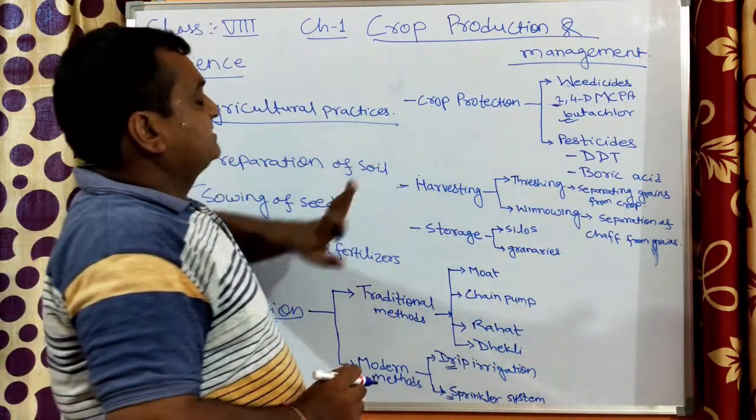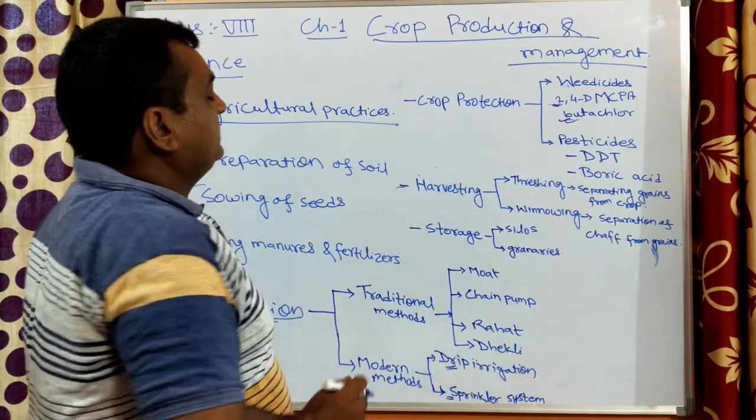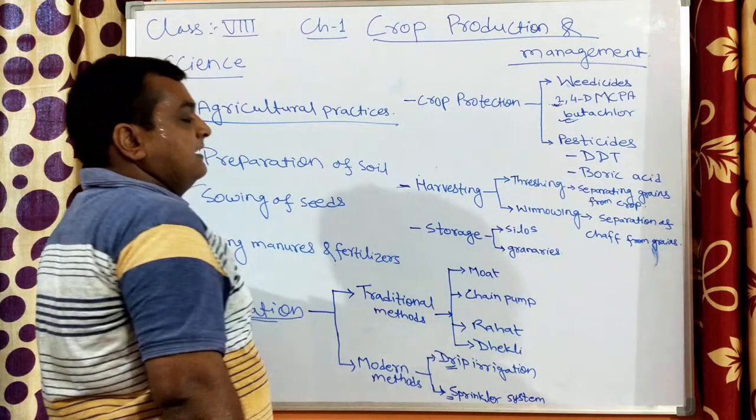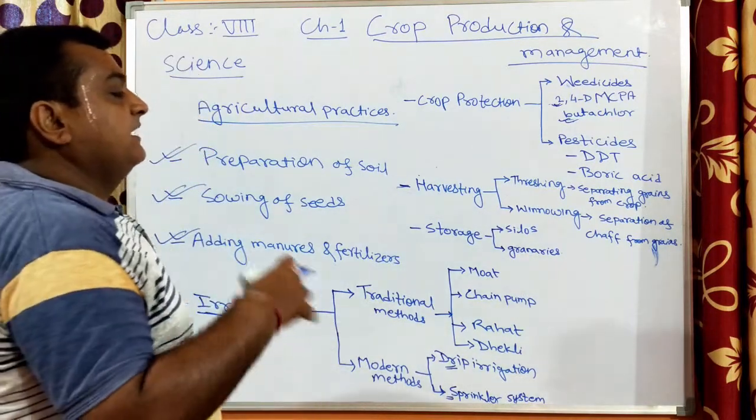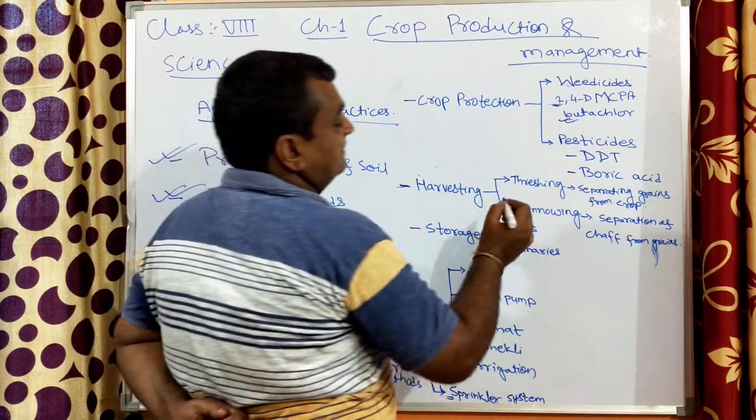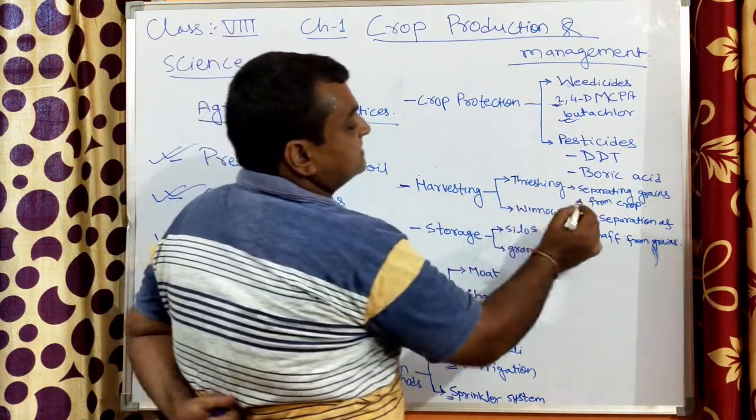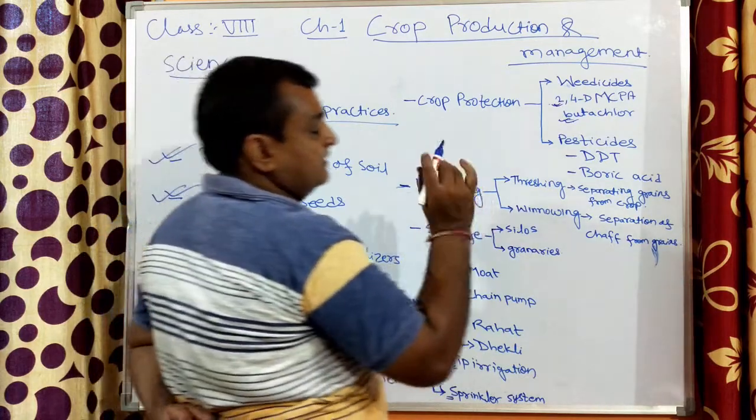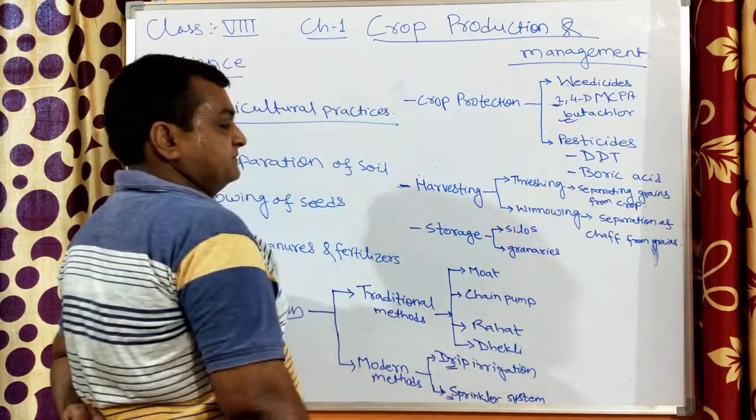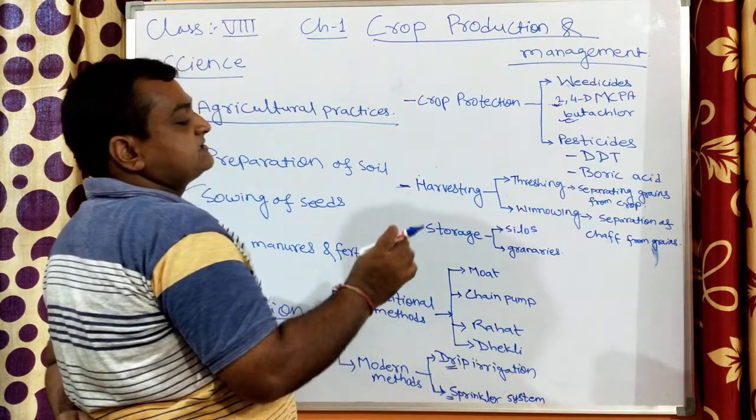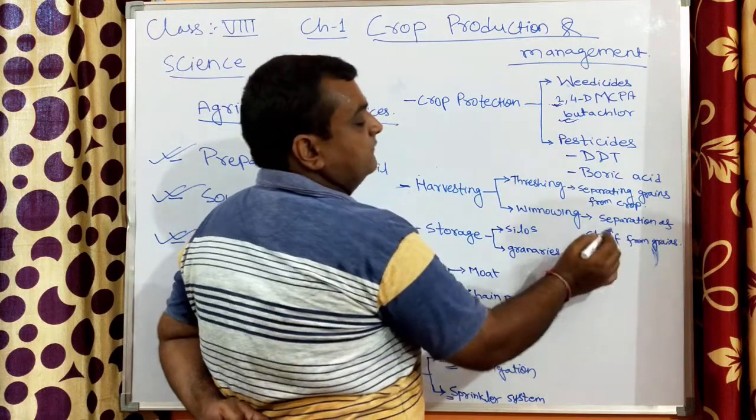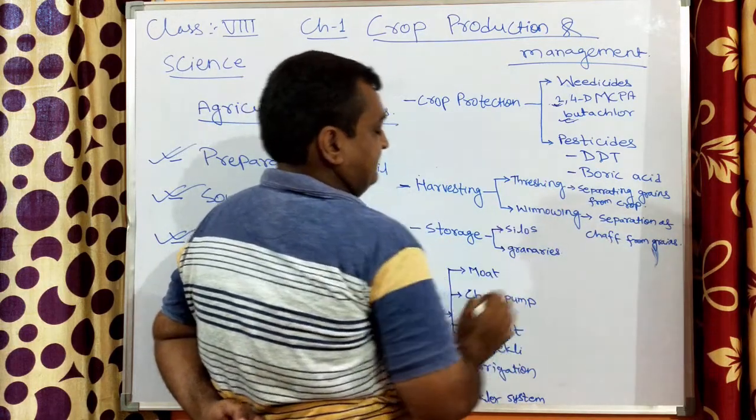After crop protection, the next agricultural practice is harvesting. Harvesting is done by a machine known as thresher. What does a thresher do? A thresher separates grain from the crop. And winnowing is done manually. Winnowing is the process of separation of chaff from grains.